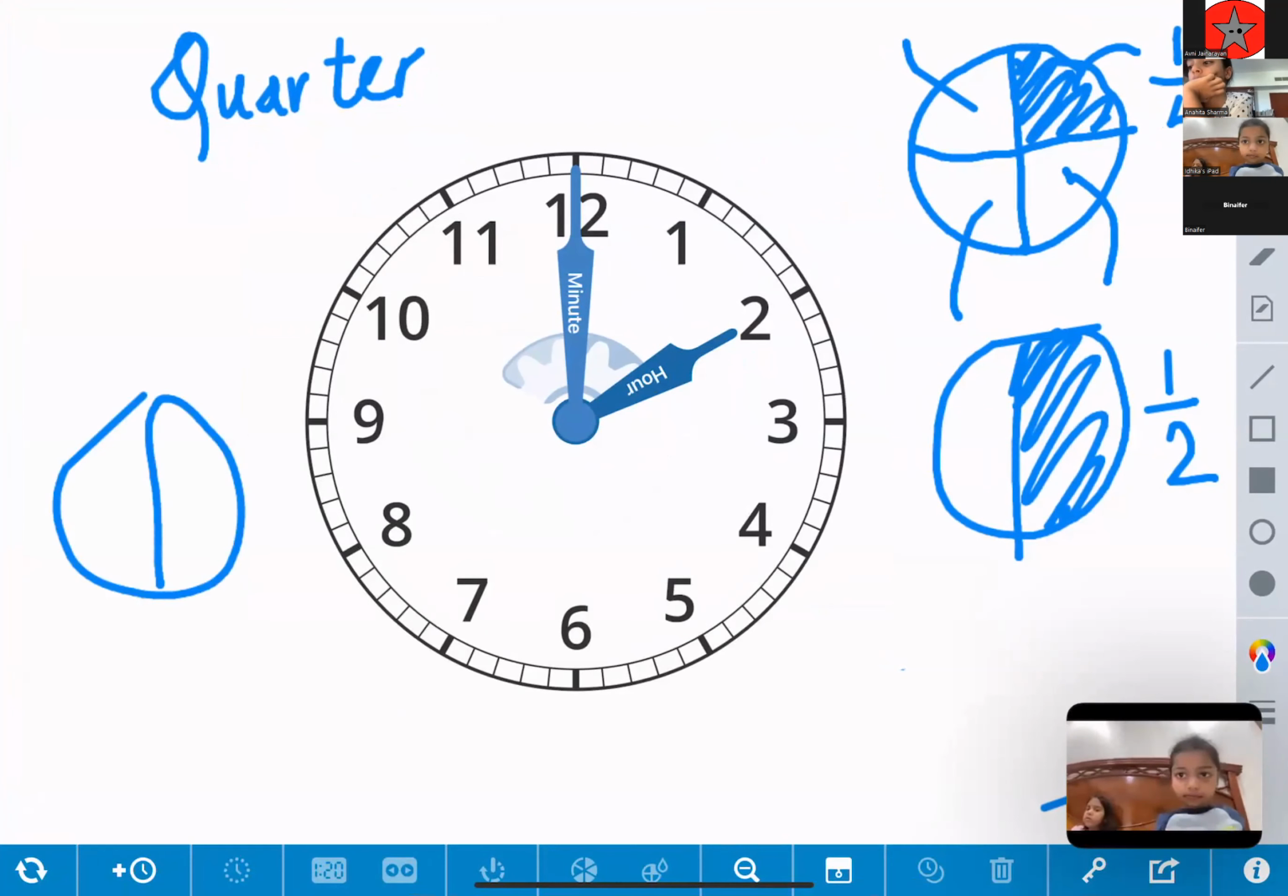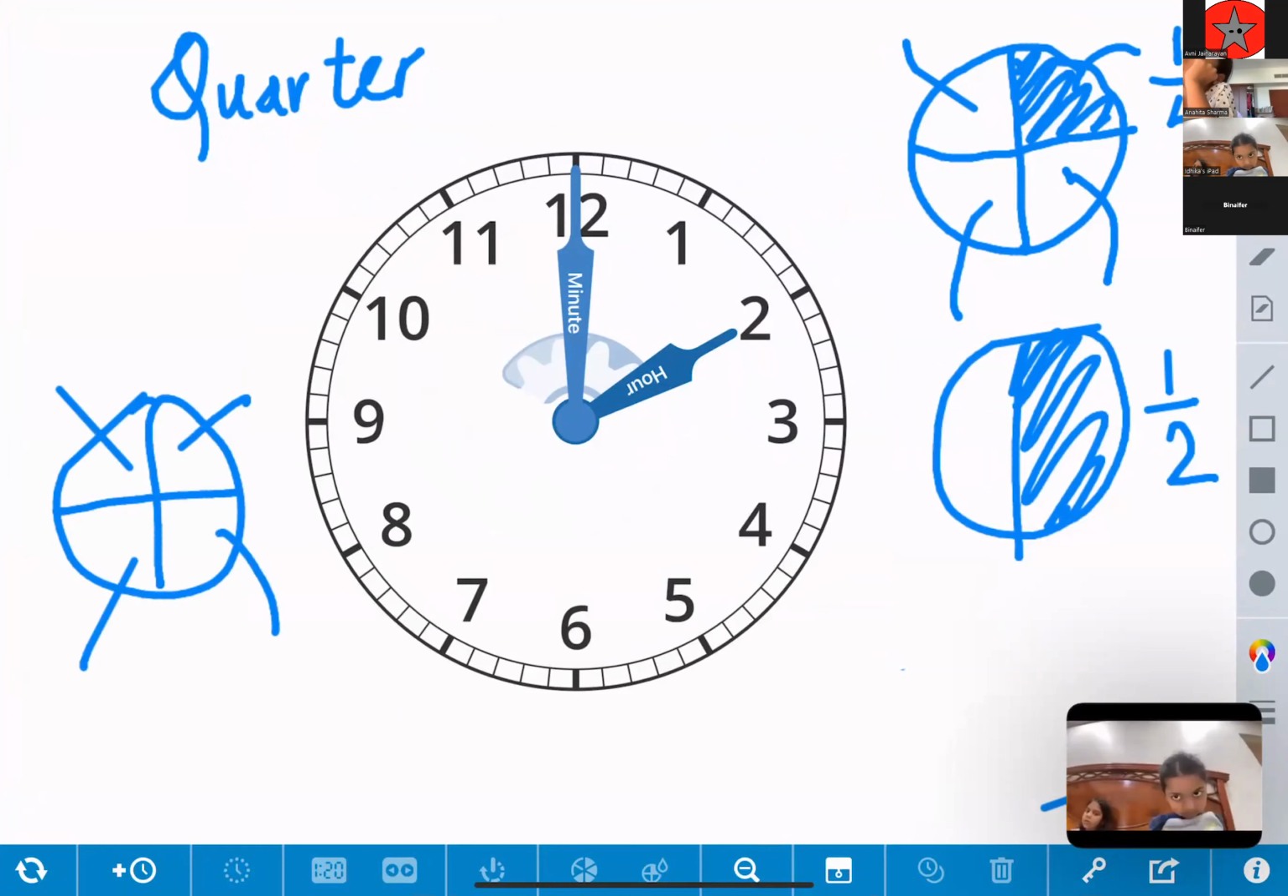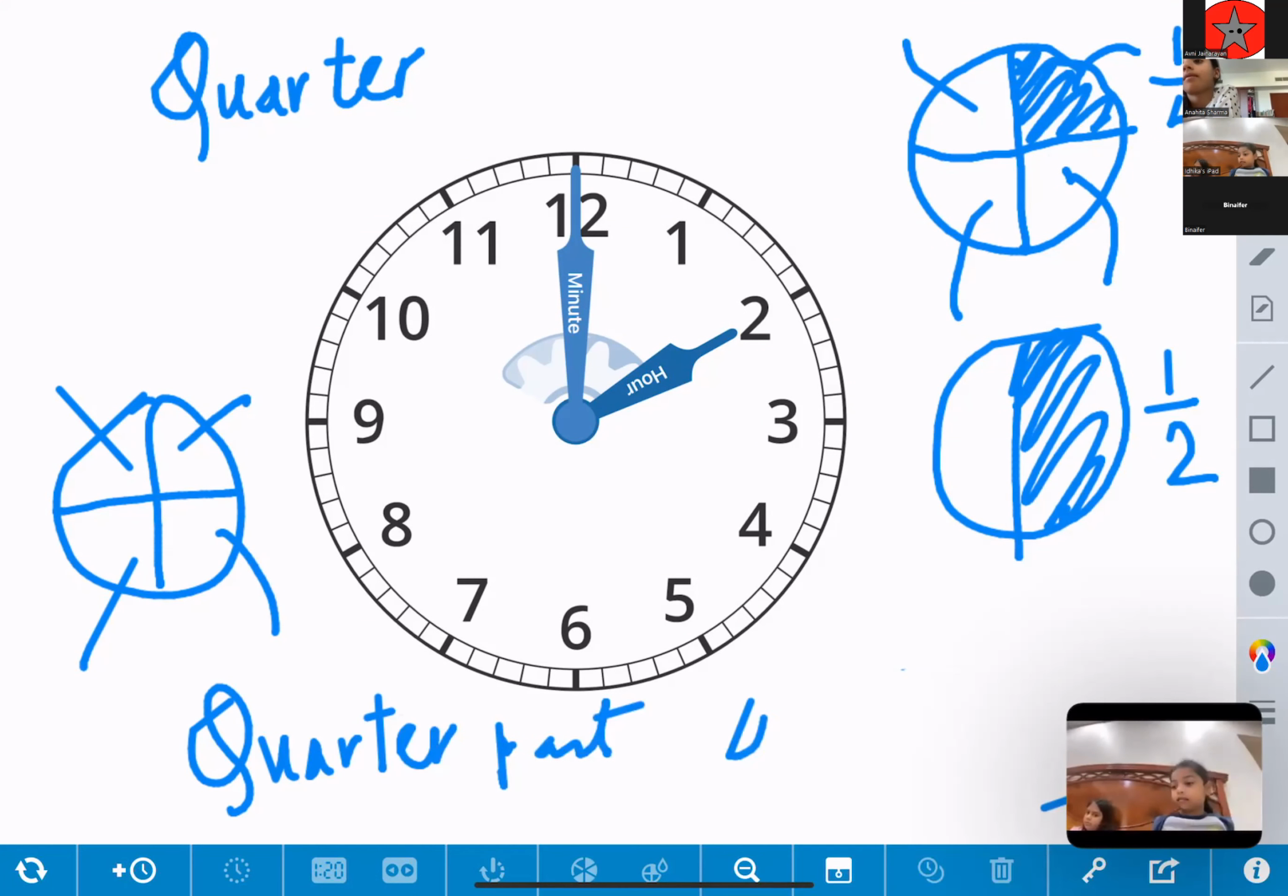So in a circle, when we divide it into 4 equal parts, we will call each of these parts a quarter. In a clock, there is a concept of quarter past and quarter to. In English, we say, I am yet to do my homework. So 'to' means yet to, which means 10 minutes to 11 o'clock. Do you think it's already 11 or in 10 minutes it's going to be 11? Explain to me, kids.